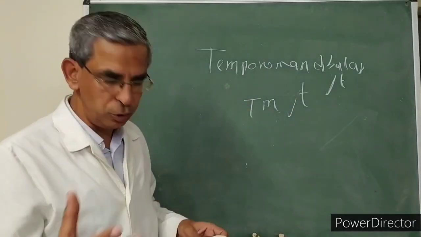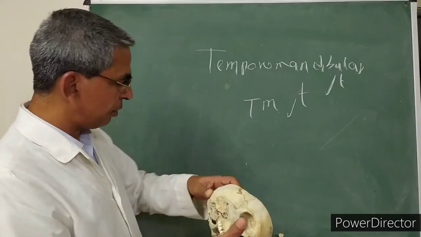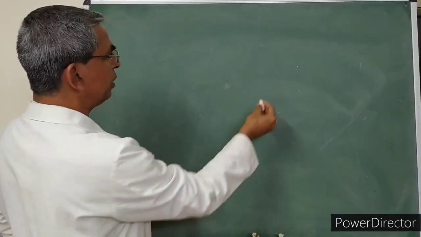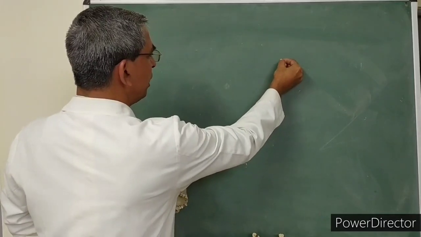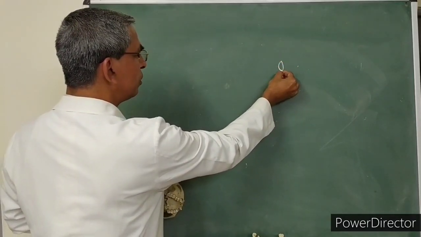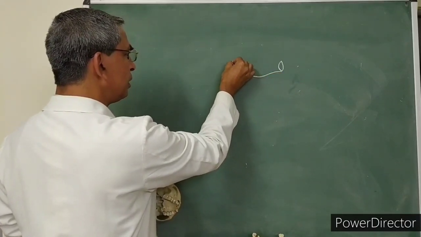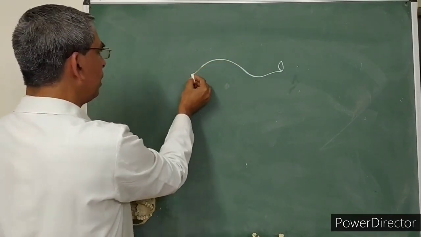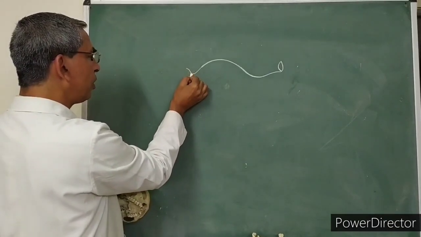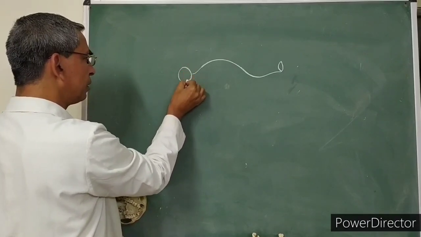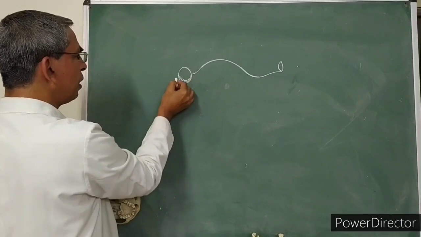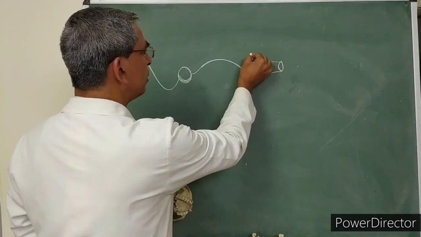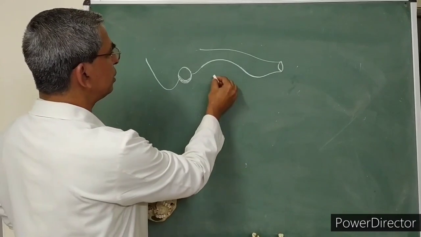Now what are the bones forming this joint? Look here. First we will draw the diagram here. This is the cut end of the zygomatic arch. This is the fossa, the mandibular fossa. And this is the opening of the external acoustic meatus. Here is the mastoid process. This is the head of the mandible.